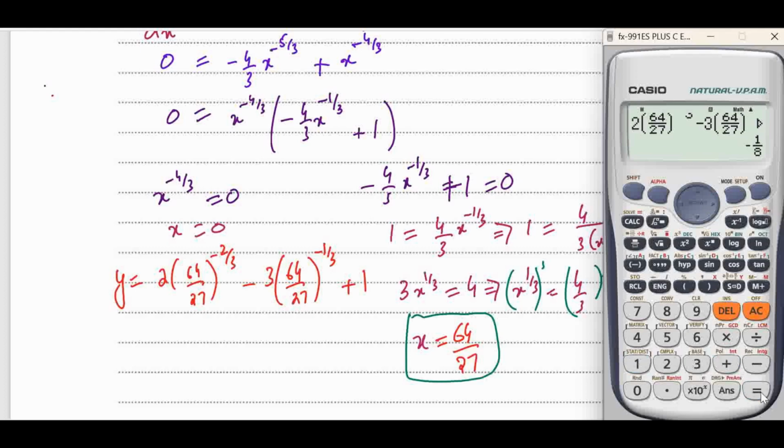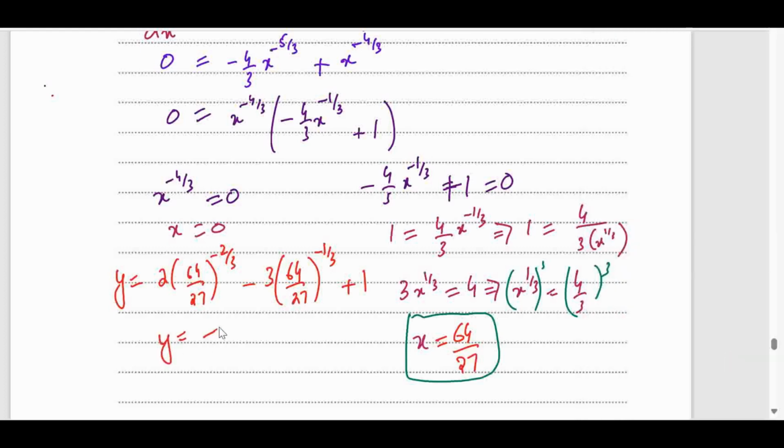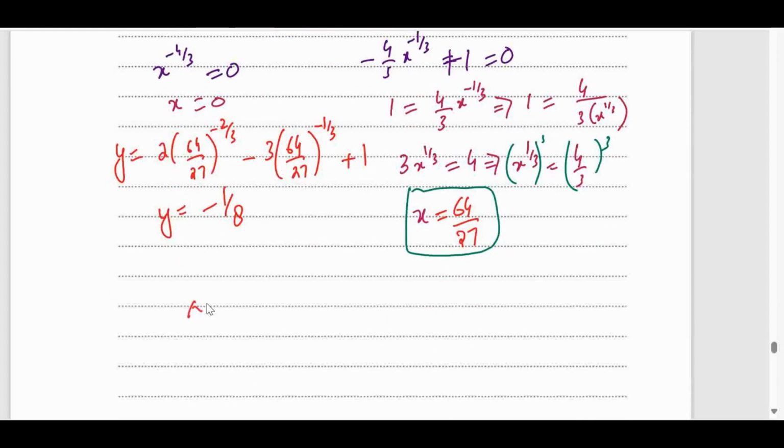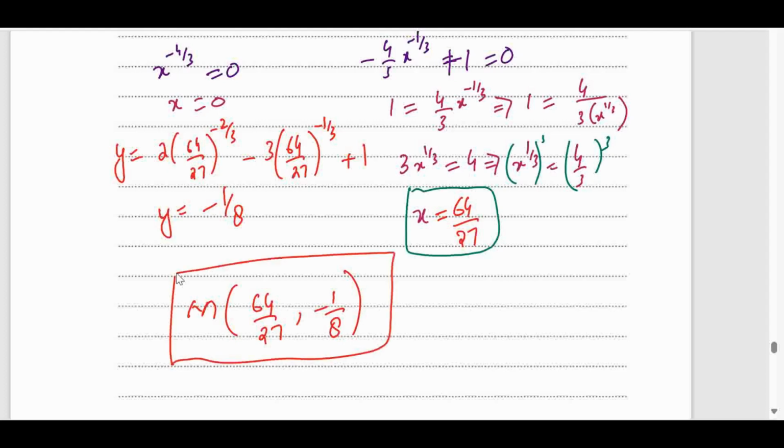So the answer is minus 1 by 8. So y coordinate will be minus 1 by 8. Y will be equal to minus 1 by 8. So finally the coordinates of M will be 64 by 27 and minus 1 by 8. So this will be the final answer.